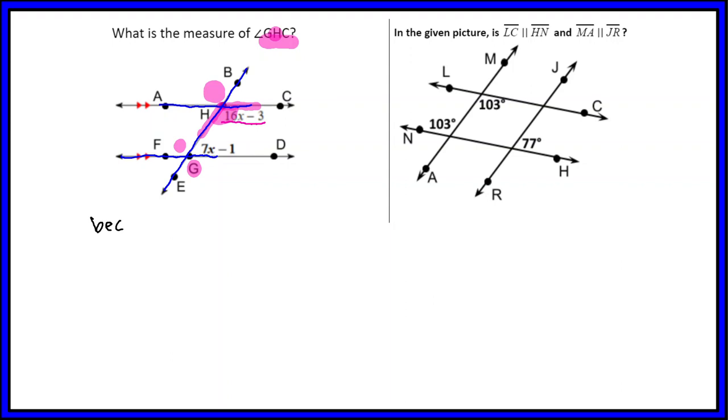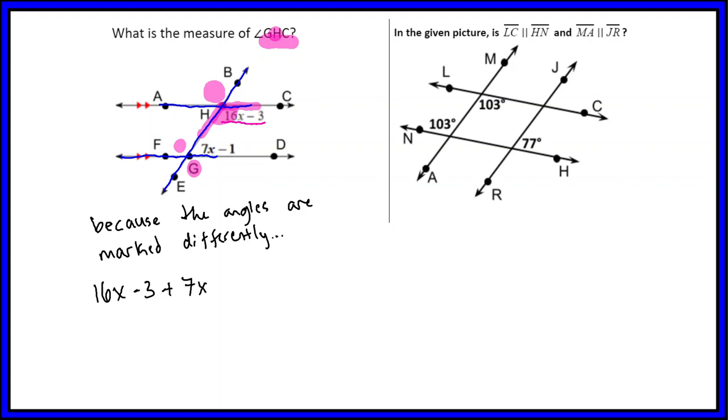So, because the angles are marked differently, I know that they will add to equal 180 degrees. So 16x minus 3 plus 7x minus 1 will equal 180 degrees.